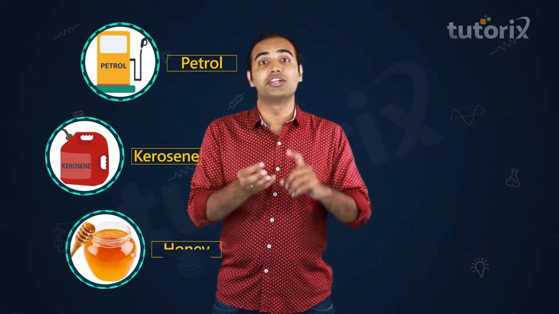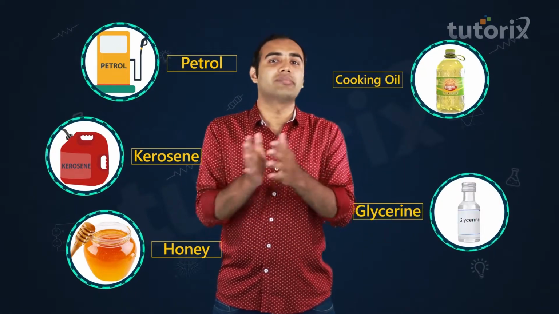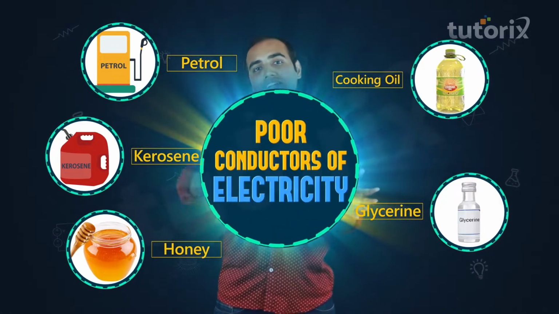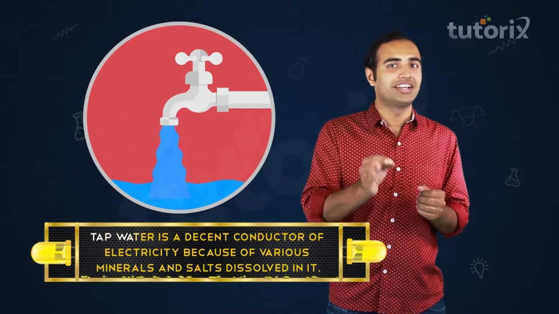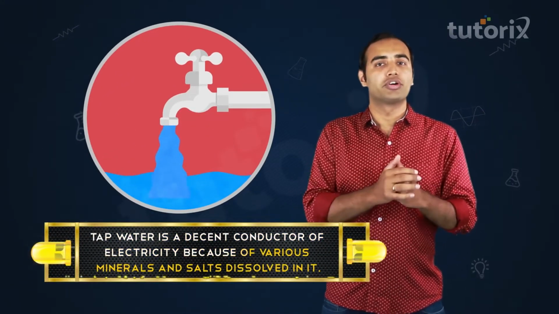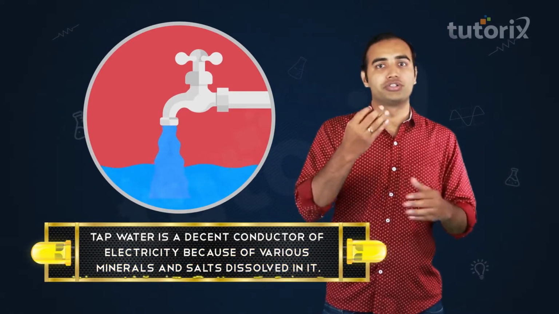Petrol, kerosene, honey, cooking oils, and glycerine are some examples of liquids that are bad conductors or poor conductors of electricity. On the other hand, tap water is a decent conductor of electricity because of various minerals and salts dissolved in it.